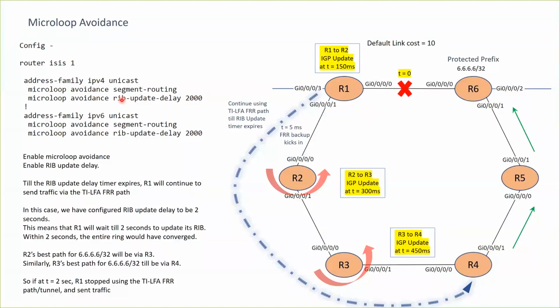What will be the default value? There's no default, you have to configure it. If you just give micro loop avoidance, then it doesn't know when to cut over to the best path. If I don't have this configuration, even with segment routing configured, I will not see less than 50 milliseconds, because my neighbors have not converged, right? I have to somehow delay moving from FRR to my best path till my network has converged. I have to continue using the FRR path till my network has converged. How do I ensure that? Unless I give a RIB update delay, it's not going to happen.